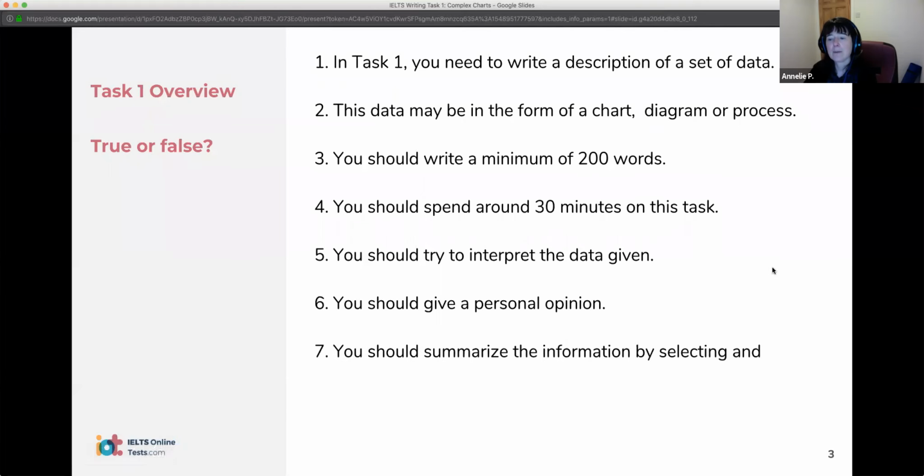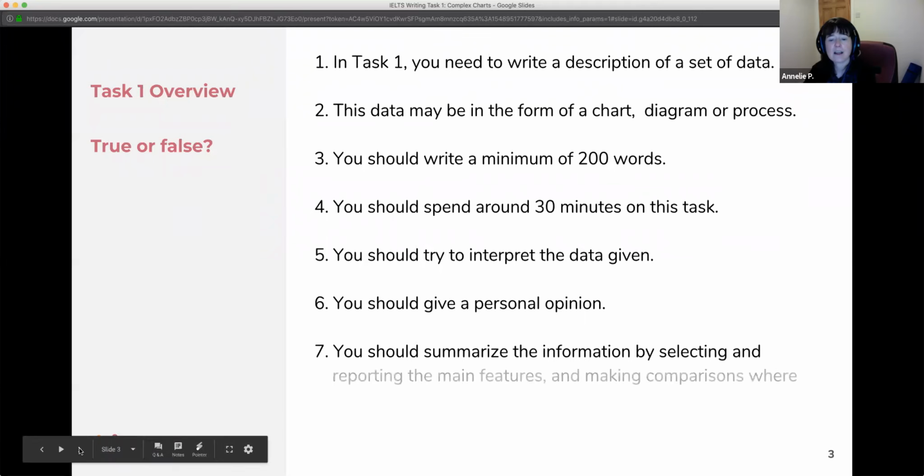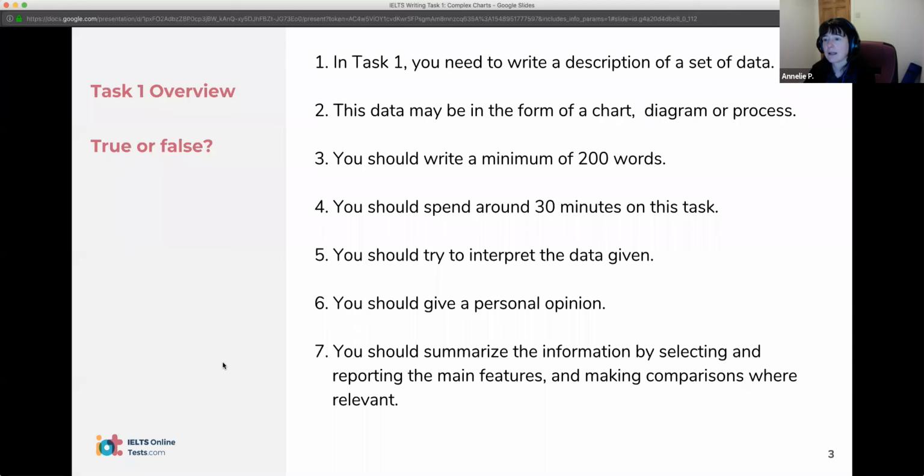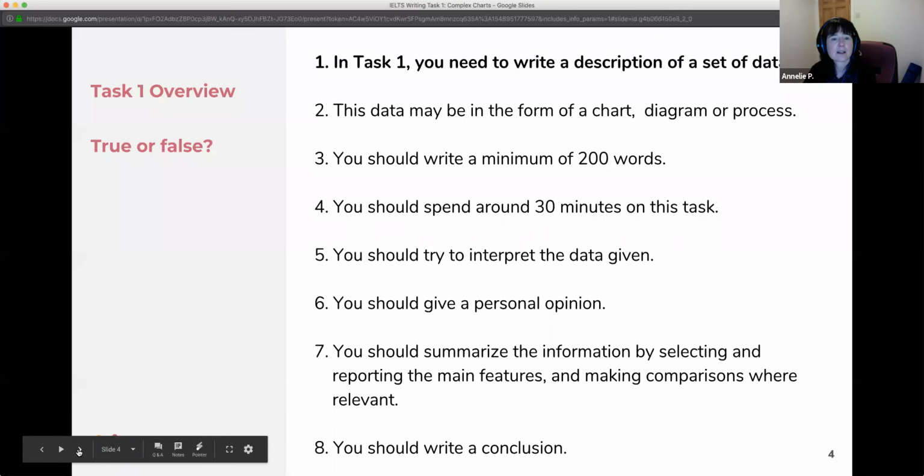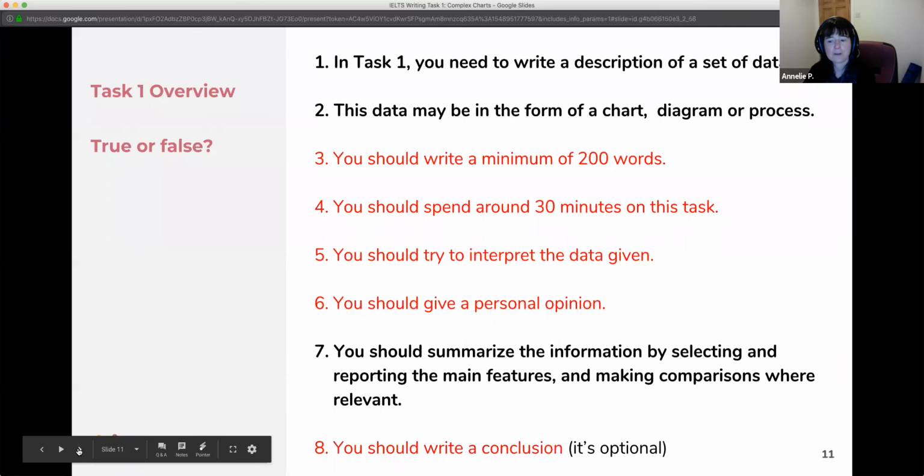Okay. You should summarize the information. Okay. Main features, make comparisons where relevant. Yeah, very important. Okay, so you're describing the information, but you should also make comparisons between the different categories. Okay. All right, very good. Okay, so I'll just move rather quickly through that.